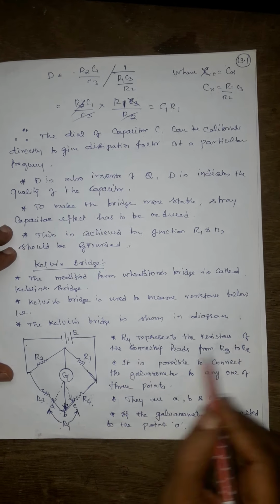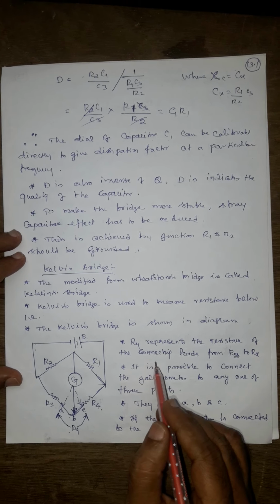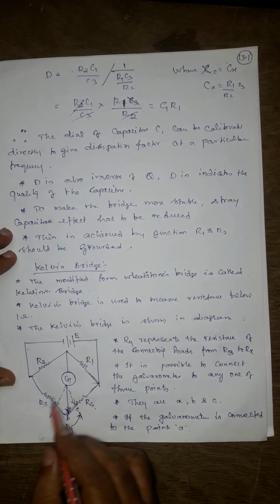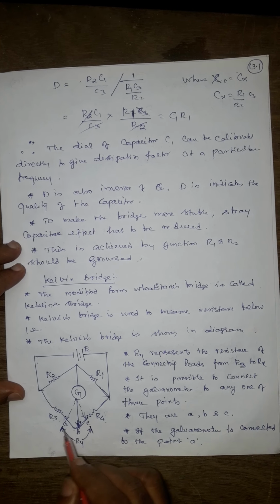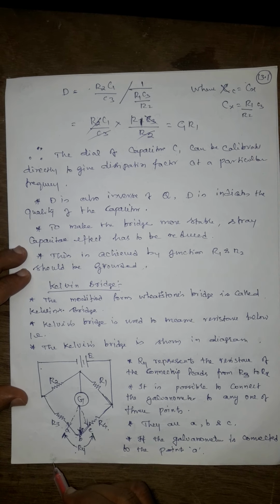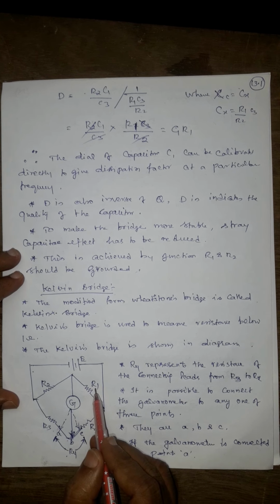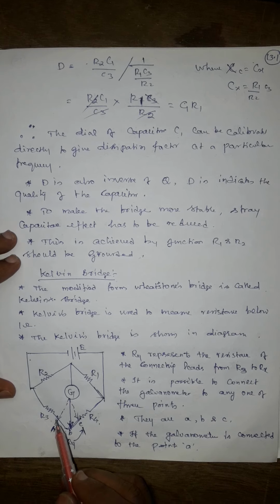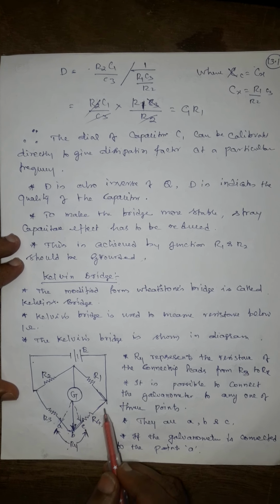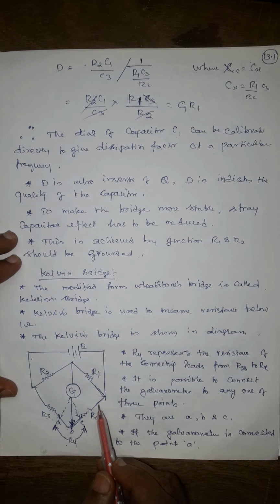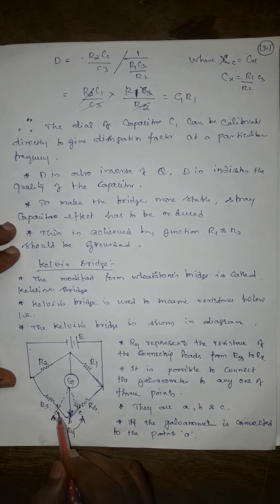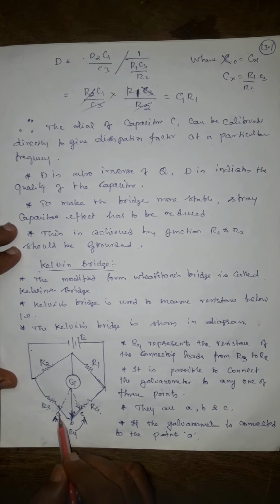Ry represents the resistance of the connecting leads from R3 to Rx. Here, this is Ry, that is A to C. This is resistance R1 in arm 1, this is R2 at arm 2, R3 at arm 3, R4 at arm 4. The resistance connected here is A to B.